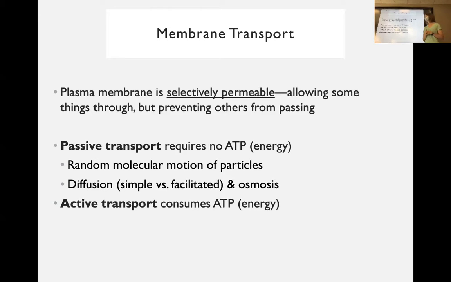That'll come up a lot in the next unit as well. So passive transport, no energy required, which is good for the cell. It just happens due to the random molecular motion of particles, which probably doesn't make a whole lot of sense right now, but we'll talk about how particles tend to move on their own if they're not forced to go one way or another.